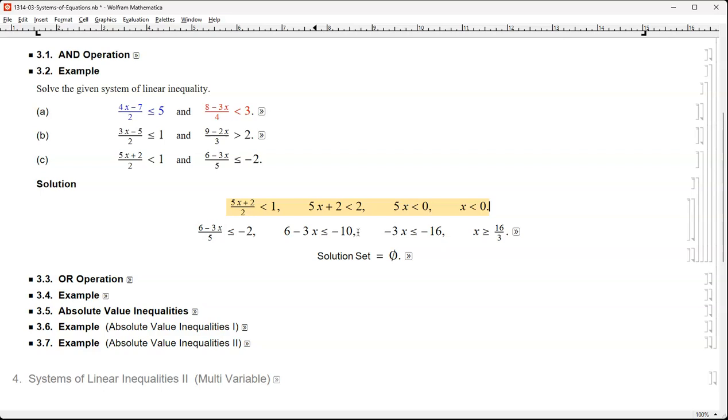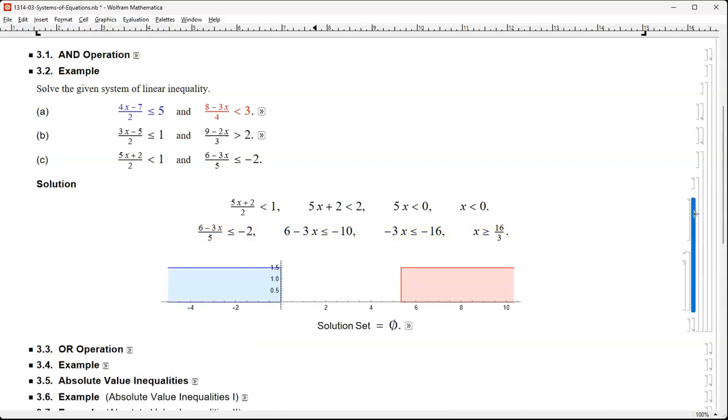Now, how about the second inequality? Flip this denominator, -10, and then flip this 6, we get -16. Divide by -3, consequently, flip the direction of the inequality. And then what do we have? Less than 0 and greater than or equal to 16/3. Here's a visualization. Less than 0 here, greater than or equal to 16/3.